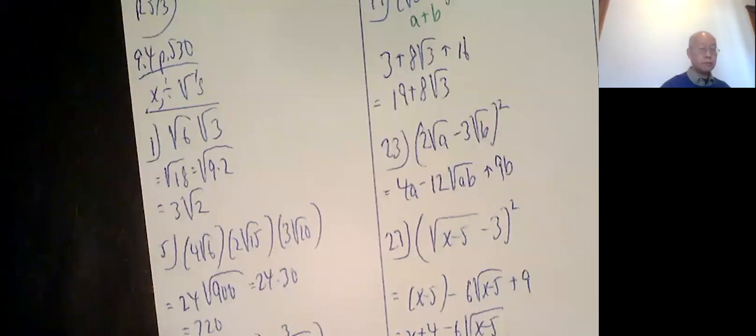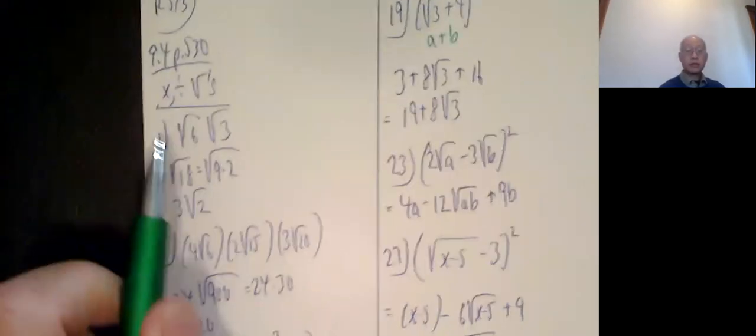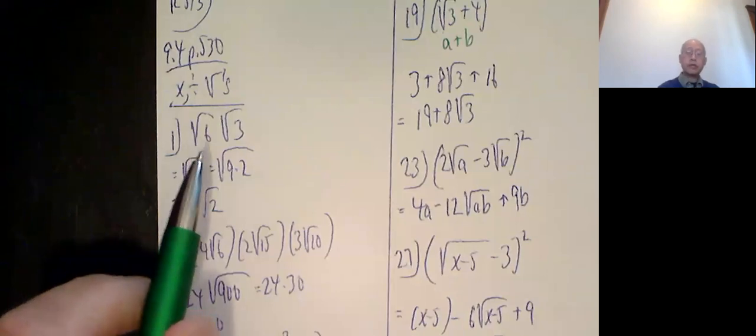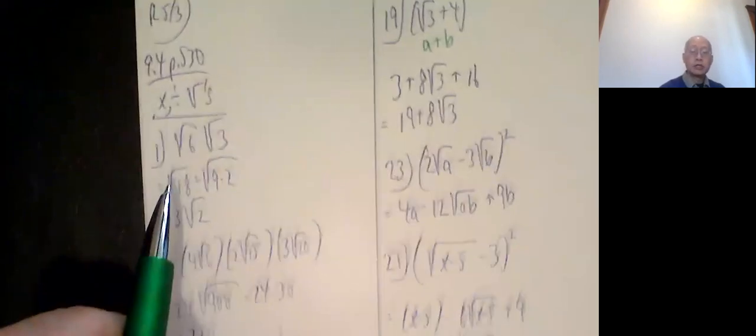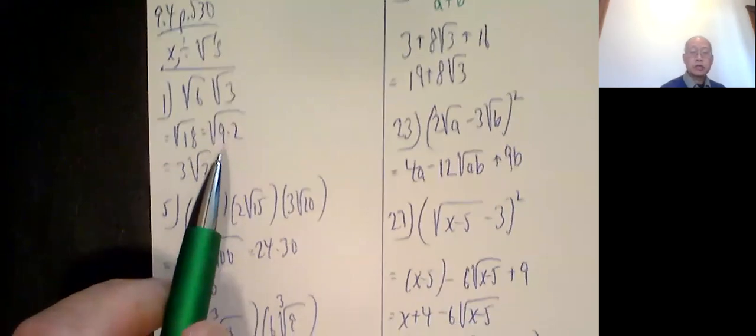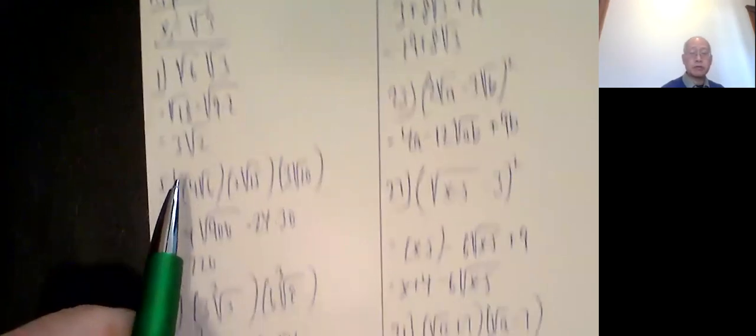All right, so we're multiplying and dividing radicals this time. Okay, so multiplication, division of radicals. So number one, radical 6 times radical 3. You're allowed to multiply these two, square root of 18, and then break down 18 into 9 times 2. Square root of 9 comes outside, becomes a 3, 3 radical 2.